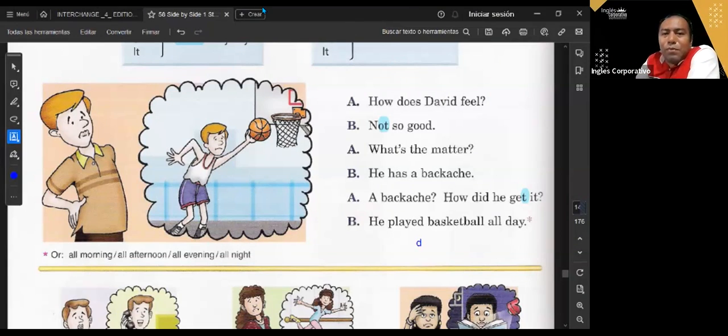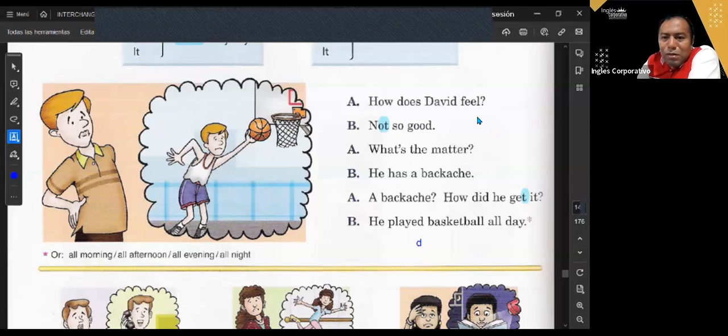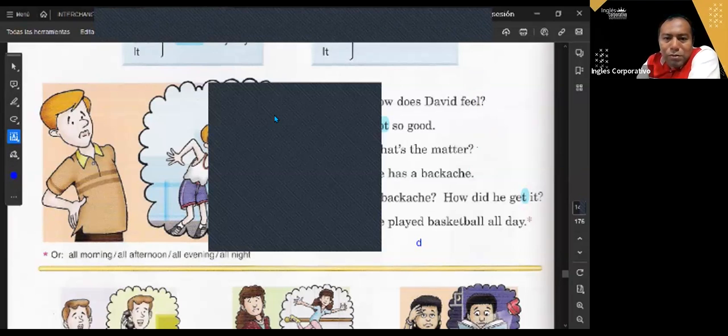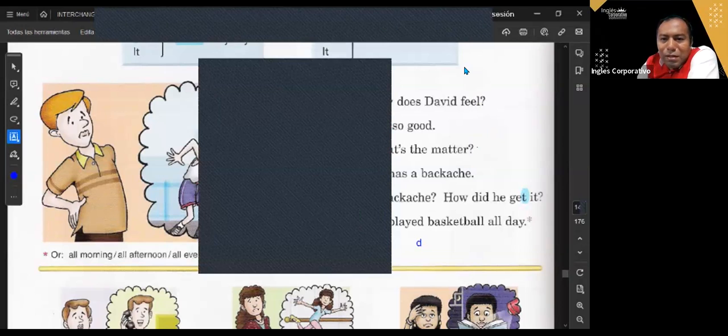Vamos a crear breakout rooms y usted la va a practicar en su breakout room. ¿Está bien? Ok, vamos a ver. Quiero ver breakout rooms. Aquí está. Now, so you are 15 right now. Ok, vamos a hacer de 4 o 3 participantes. Aquí están los breakout rooms. Vamos a ver, en este es listening.